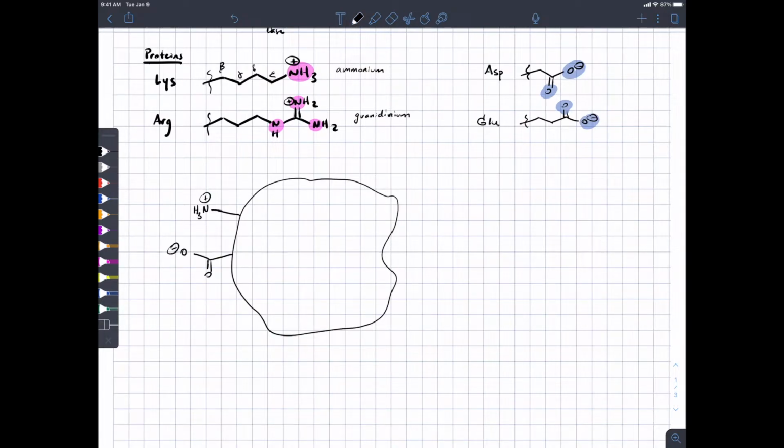Now, remember what we know about whether there's an interaction between two charges and how strong it is. That's going to depend on a couple of things. It's going to depend on the distance between the two charges, and on the dielectric constant of the medium, and on the ability of the solvent to surround individual ions and interact with them.